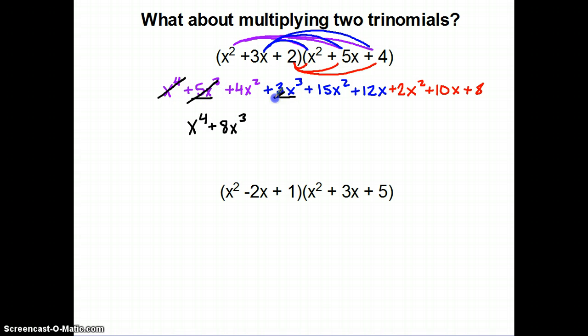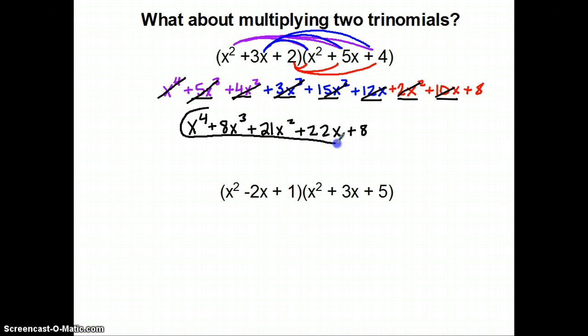Again, I'll go ahead and cross those off and look for anything with an x to the 2nd power. 4x to the 2nd, 15x to the 2nd, and 2x to the 2nd all combine to a positive 21x to the 2nd power. I'll go ahead and cross those off. Now I'm looking for something with just x to the 1st. I have 12x and 10x, which add to positive 22x. Crossing those off, the only thing left is my positive 8. And we cannot simplify this any further since there are no more like terms.